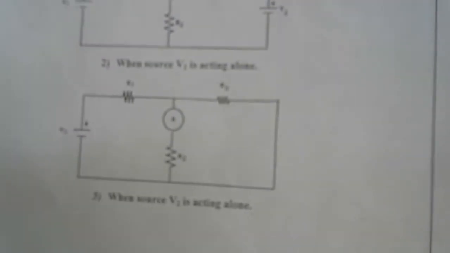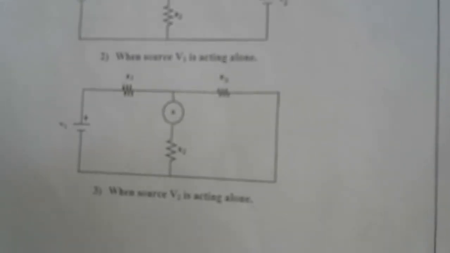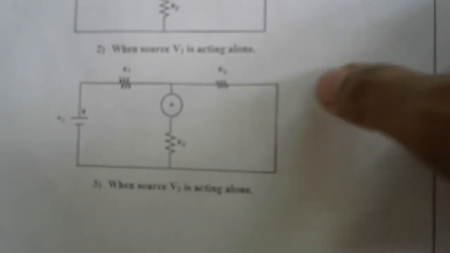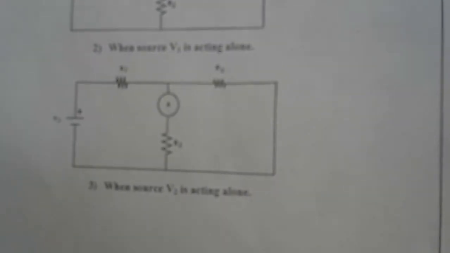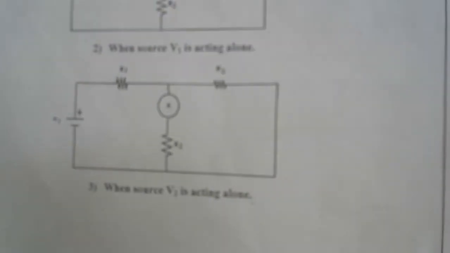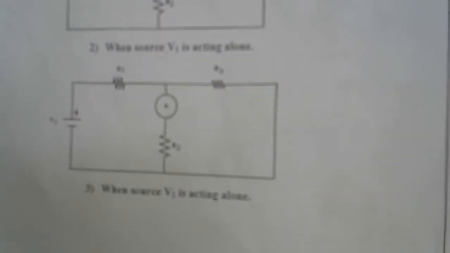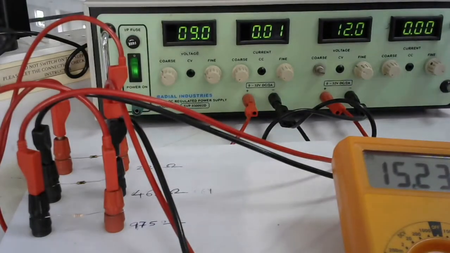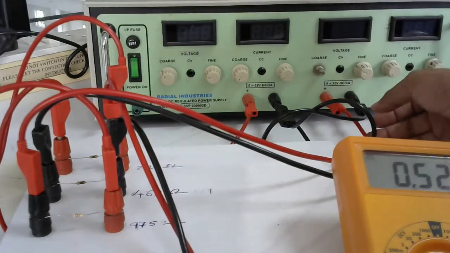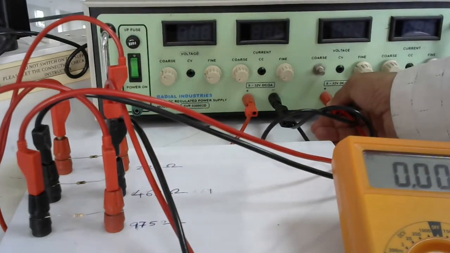Now for the second reading, if you see the diagram here, when the source V2 is disconnected, V2 you have to remove here. So if you want to remove that, you will switch off the circuit and just connect the negative terminal of the R3 to the negative terminal of the source V1. Okay, so for that I will switch off this power supply.